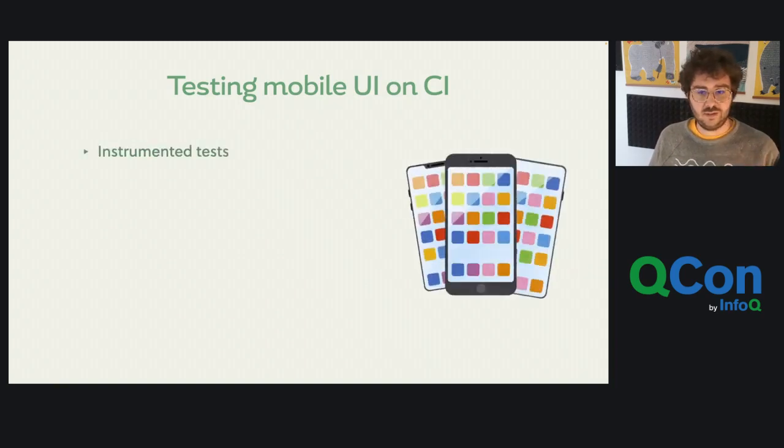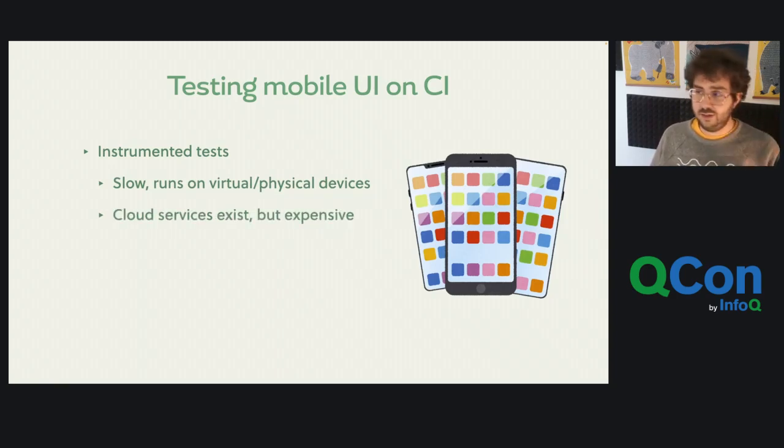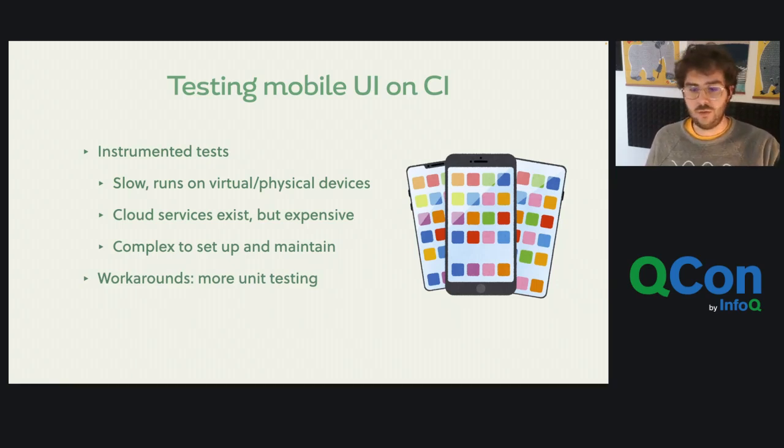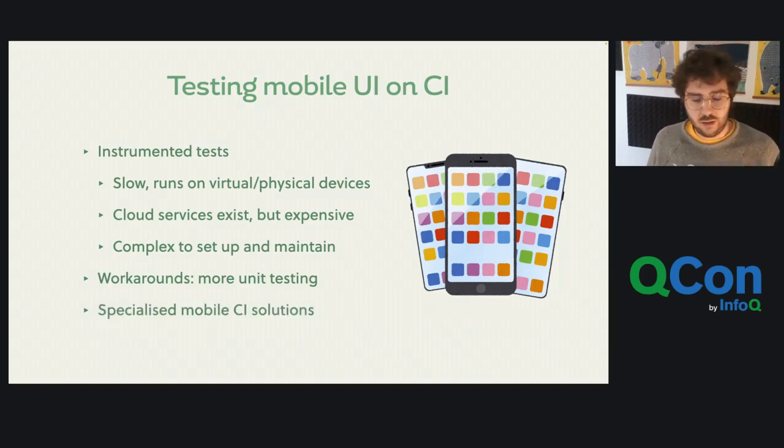When you want to run UI tests on CI, you will be running instrumented tests that are slow. They need a device, physical or emulated, simulated. There are cloud services to have device farms that you can run your UI tests on, but they're really expensive. They're complex to set up and to maintain. The classic workaround is to do more unit testing, especially on Android. So you have things like Robolectric that allow you to run what would otherwise be integration tests as if they were unit tests. There's also a market for specialized CI solutions for mobile projects, like Bitrise and things like that, but that's outside of the scope of this talk.